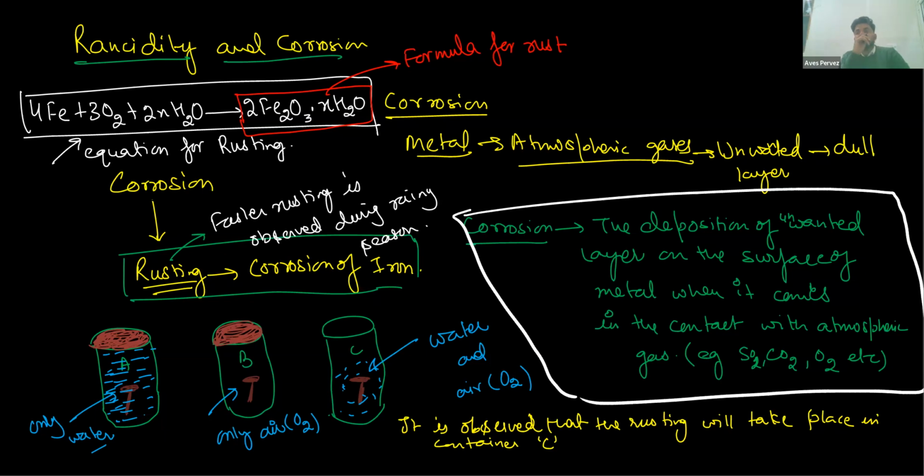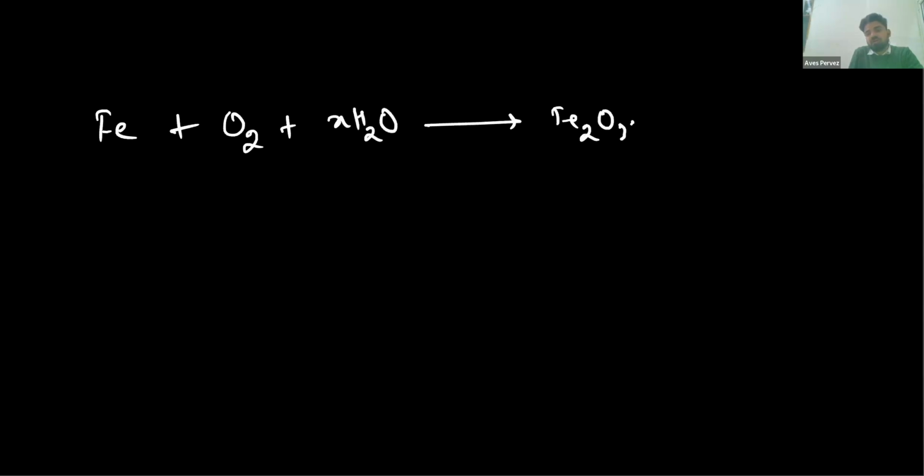Yes, sir. The deposition of an unwanted layer on the surface of metals when it comes in contact with atmospheric gases like sulfur dioxide, carbon dioxide, or oxygen is called corrosion. The most famous corrosion is rusting, the corrosion of iron. When iron comes in contact with oxygen gas and water, it gives Fe2O3·xH2O. This is the formula for rust.